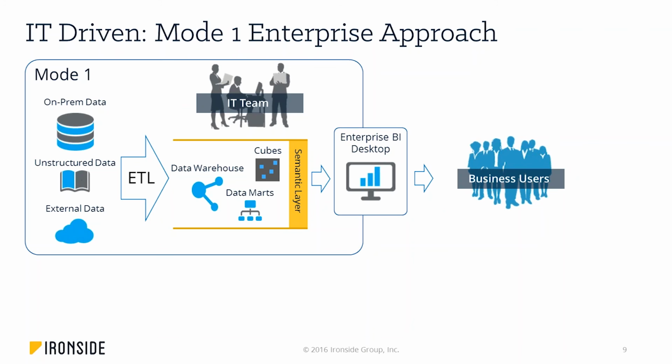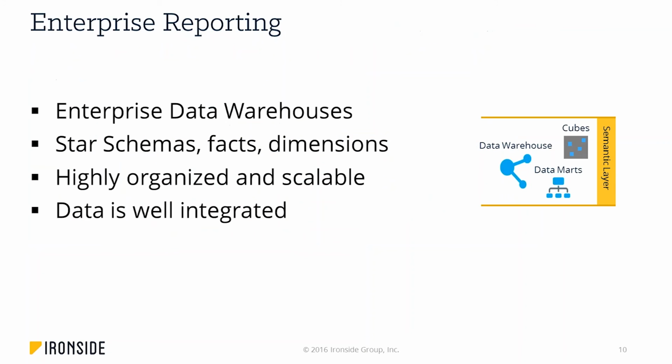Now, talking a little bit more about that data. Typically, we see the data arranged in enterprise data warehouses with star schemas, facts, and dimensions. They tend to be highly organized and scalable, and they're optimized for analysis. And finally, the data in those enterprise data warehouses is well integrated. There's been data governance applied with common definitions, and it's all very well integrated and understandable.